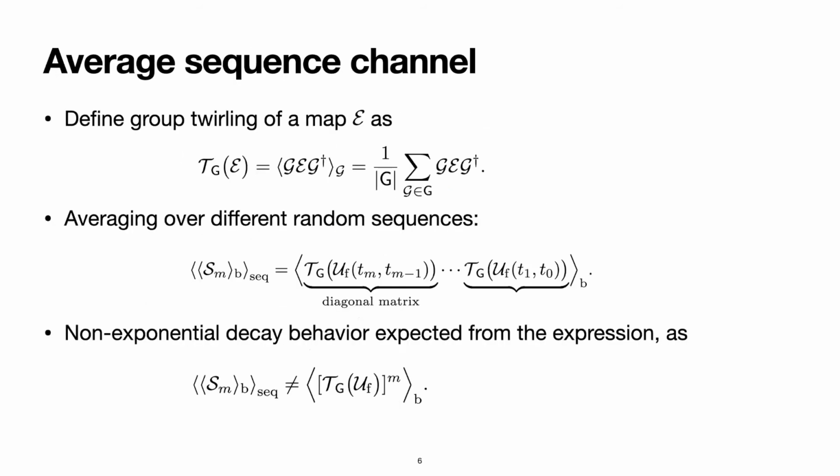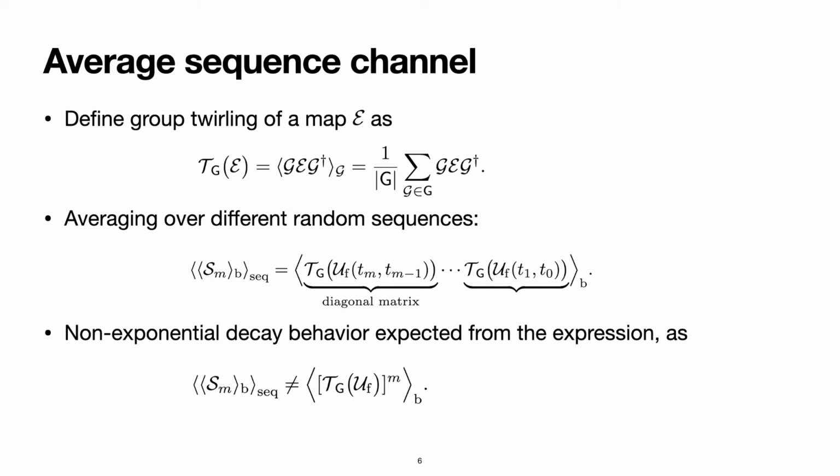To calculate the average sequence channel, we need to introduce a concept called group twirling. It is defined as a conjugate average of a channel with respect to a group, and this produces a block diagonal matrix corresponding to the irreducible subspaces of the group.